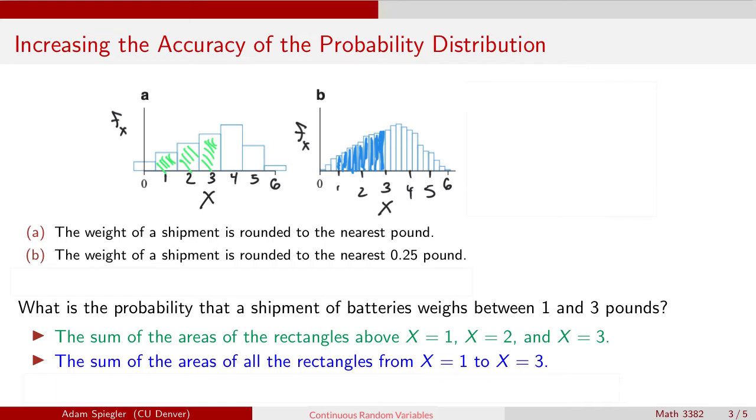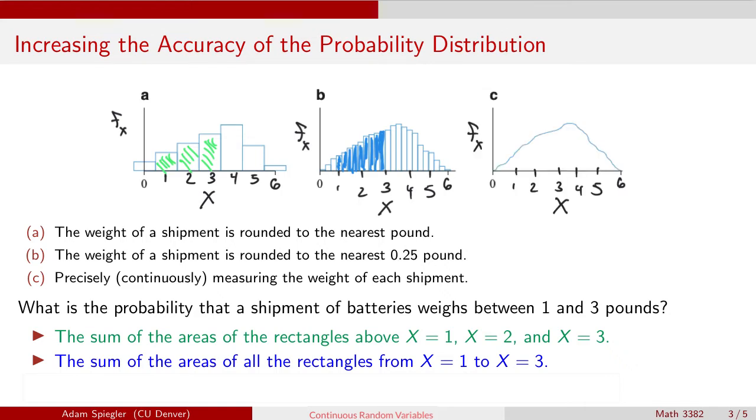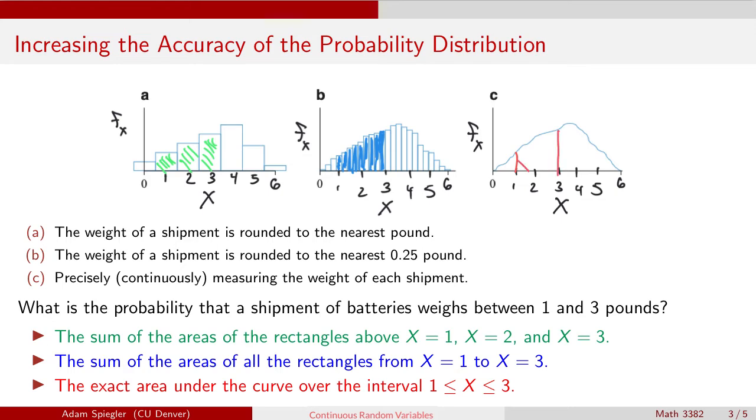And now if we take this out even further, let's say we could measure precisely each shipment, then what we would get is a continuous graph. So we would get a probability distribution which is no longer rectangles but is a curve. And if we still want to calculate the probability that the shipment weighs between 1 and 3 pounds, we still are going to want to calculate an area. Just now that area is not going to be able to be calculated using rectangles. So I go to 1, I go to 3, and we would want to calculate this area right here.